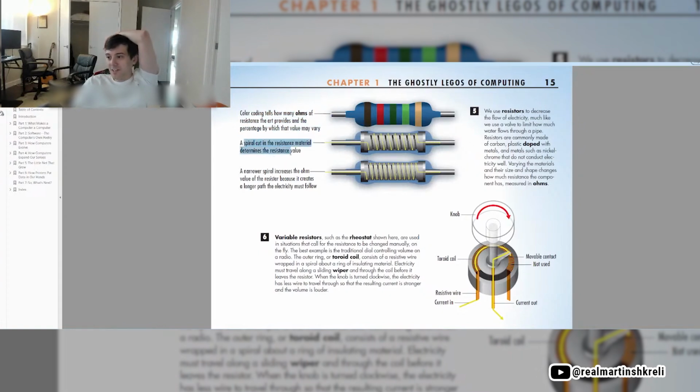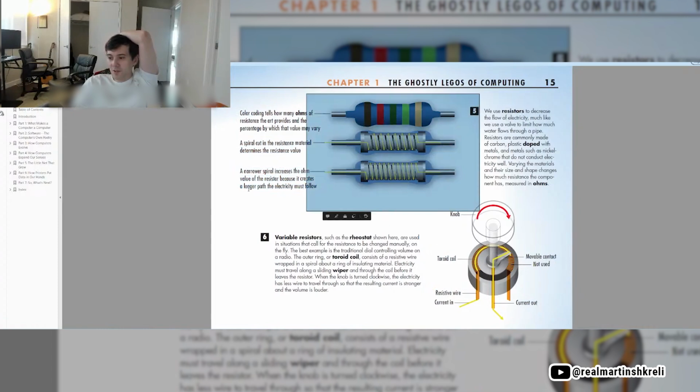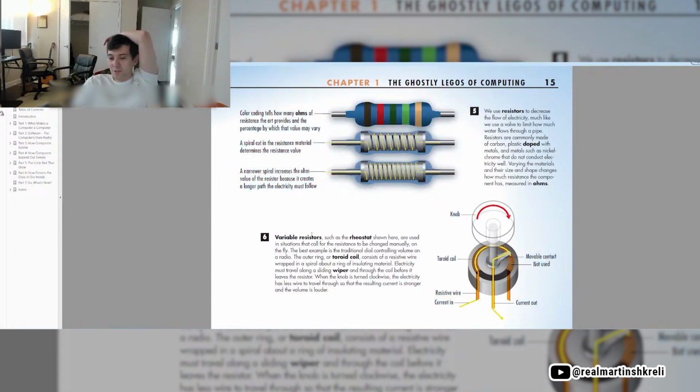A spiral cut in the resistant material determines the resistance value. A narrower spiral increases the ohm value of the resistor because it creates a longer path the electricity must follow.